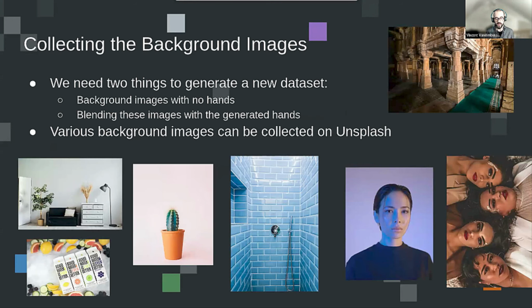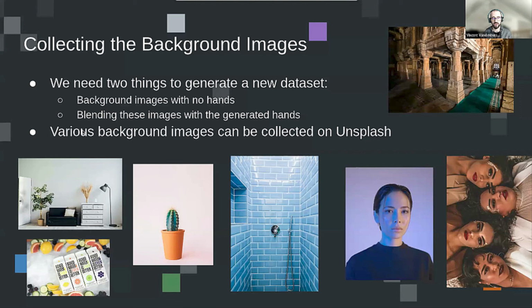To do that, we actually need two things, quite straightforward. We need background images, of course, with no hands, because if we have hands in those, we're going to have hands in our data with no labels, which would make no sense. And then we're going to blend those images with generated hands that we made just before. So what I did is quite easy.